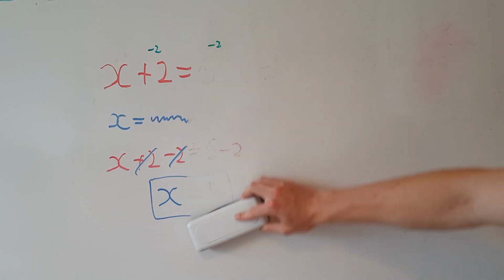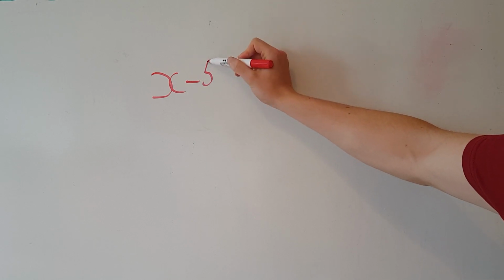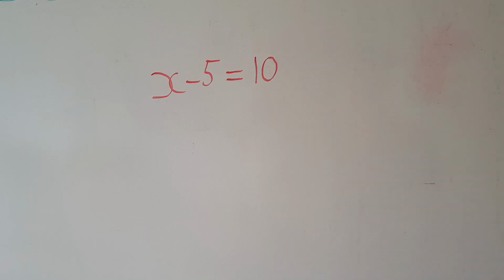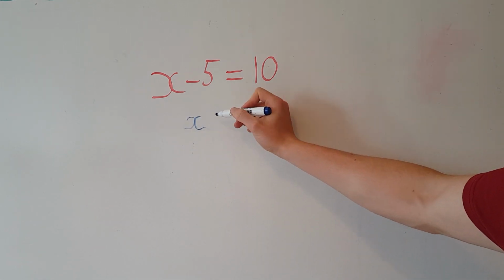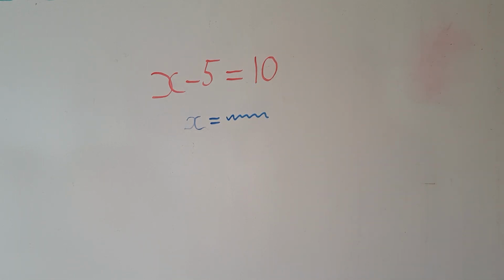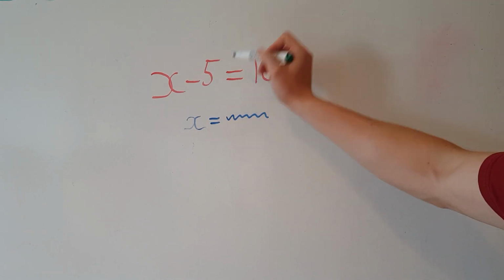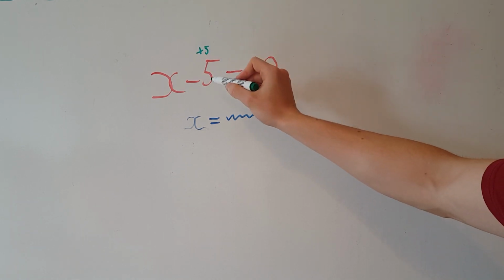Now, move on to the next one. We're going to have x minus 5 equals 10. So again, what we're going to do is we're going to look to isolate x. So we have x equals blah blah blah. How are we going to do this? Isolate x. So we have x, so we're going to get rid of this minus 5 here. How do we do that? So minus 5, so we're going to add 5 to the left hand side.